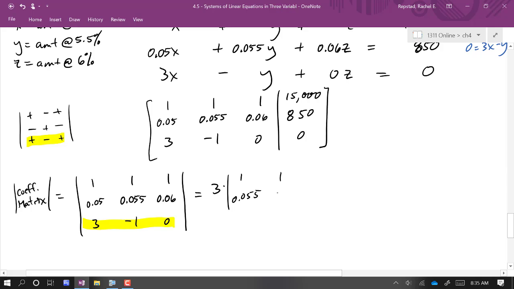1.055, 1.06, minus 1 times, that 2 by 2 that we get is 1.05 and 1.06. And then plus 0 times, and now we don't care what's in that matrix because we're multiplying it by 0.